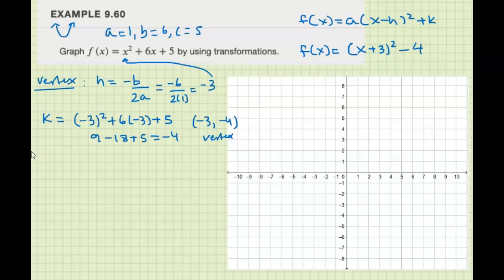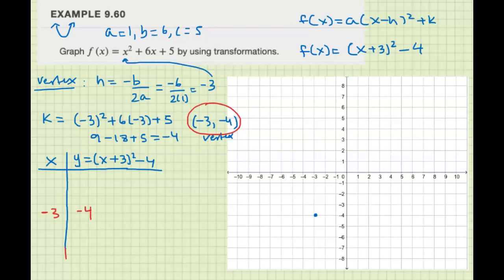Now if you're comfortable, you can go straight there. You go, okay, let me put my vertex here and then draw the graph. But if you need a little bit of extra help, you can do a table of values. So we're going to have y equals x plus 3 squared minus 4. The middle value in your table should be your vertex. So you're going to take your vertex, negative 3, negative 4.